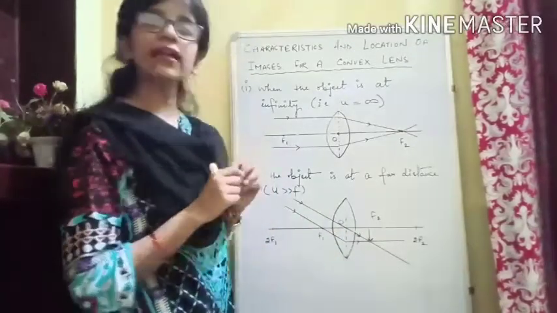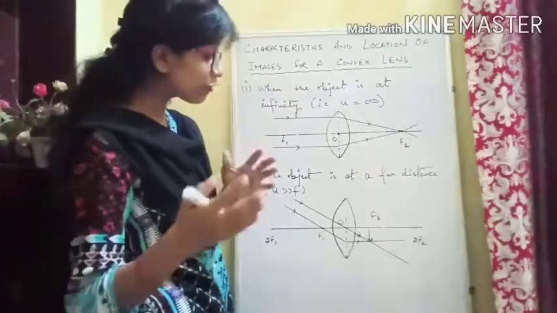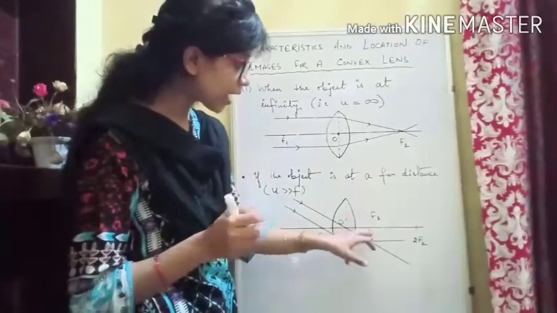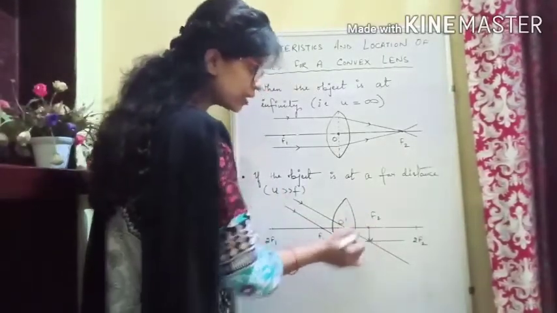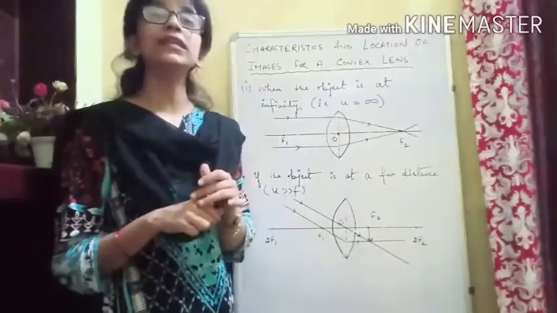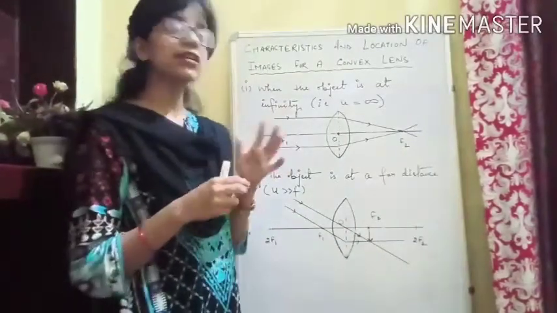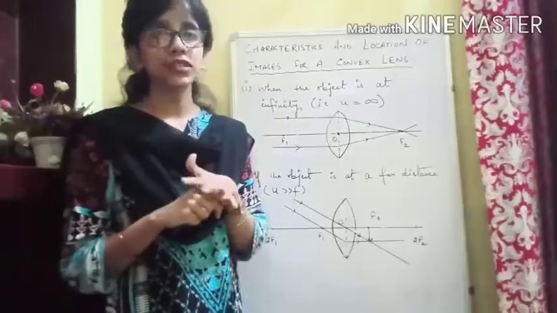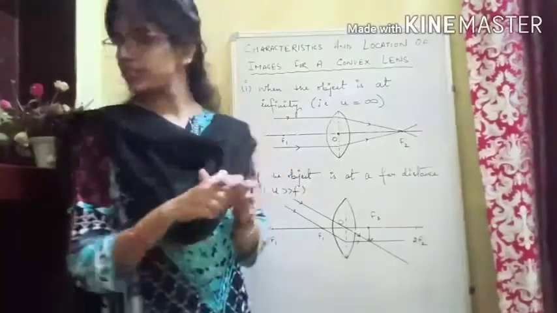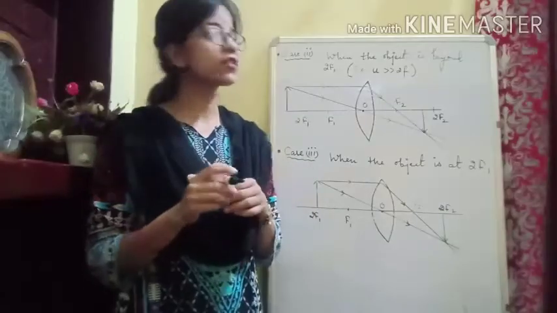Now if I ask you the characteristics of the image, the image is formed at the second focus. If you see, it is inverted and it will be diminished as well. So these are the characteristics, and this is the very first case we have seen. Now let's see the second case. Okay, so here is our next case.